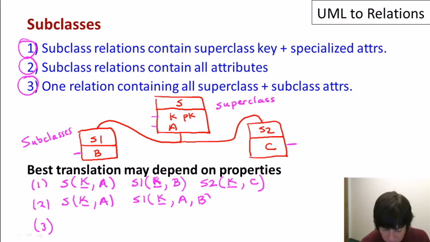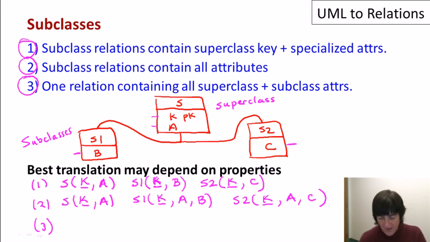They'll also have attribute A and attribute B, and then S2 will similarly have K, and then A, and then C. So in this case, what we can see is that when we have an object that's in a subclass, all of its information will be in its subclass relation, and the superclass will only be used for objects that are in the superclass but not in any of the subclasses.